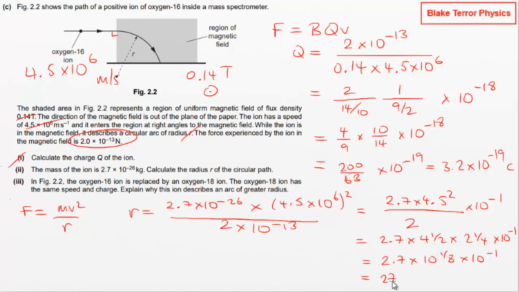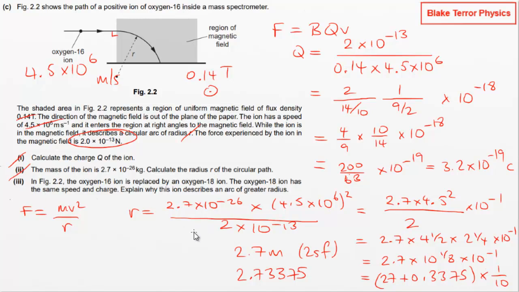2.7 times 10 and an eighth. That's going to be 27 plus an eighth of 2.7, which is, well, 8 into 27 is 3.375. So that will be plus 0.3375, and then we need to divide that by 10. So what's that? 2.73375. That's a fairly big radius. That's a large mass spectrometer, I suppose. So 2.7 meters to two significant figures.